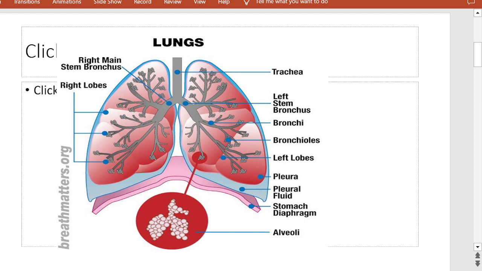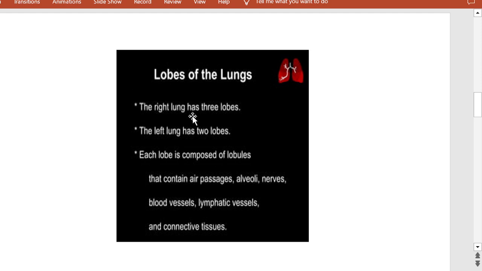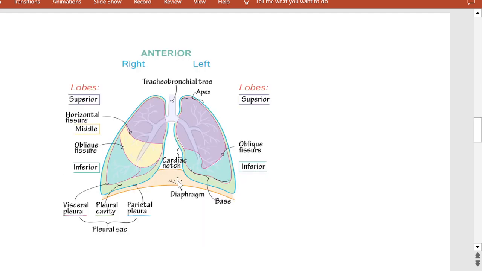When we speak about the lung lobes, the right lung has three lobes and the left lung has two lobes, and each lobe is composed of lobules. Each lobule contains air passages, alveoli, nerves, blood vessels, lymphatic vessels, and connective tissue. These are the important structures in each lobule. I just want to show the diagram.